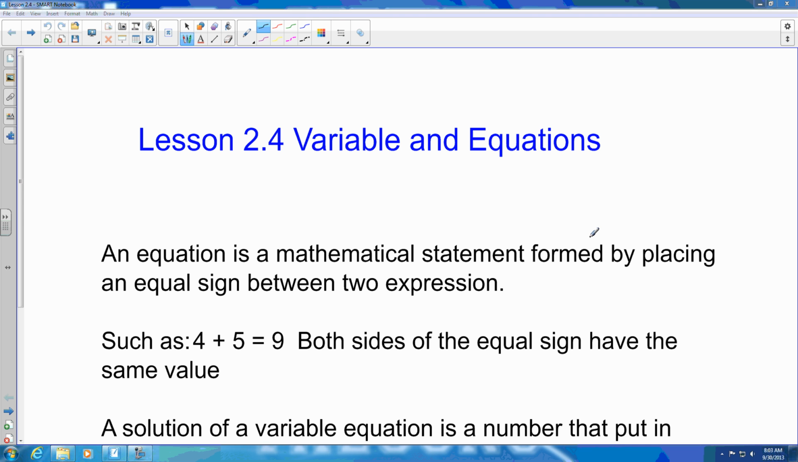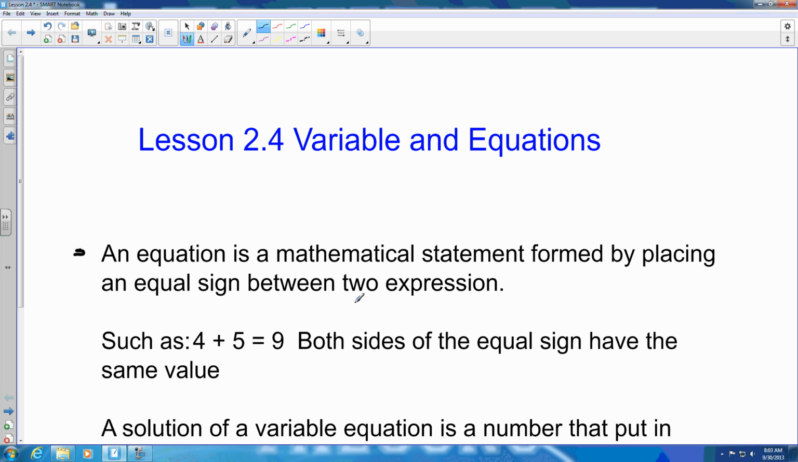So, the more specific definition we have, which is right here: an equation is a mathematical statement formed by placing an equal sign between two expressions. Well, we said expressions were math problems without an equal sign, but if you have two of them that are equal to one another, then you put it there.